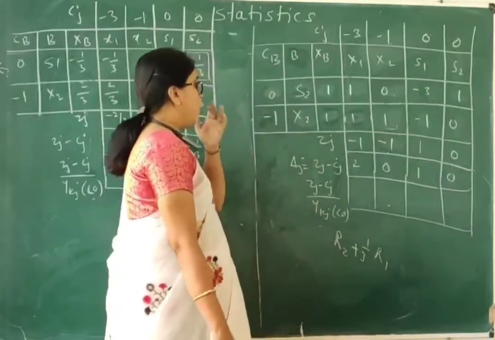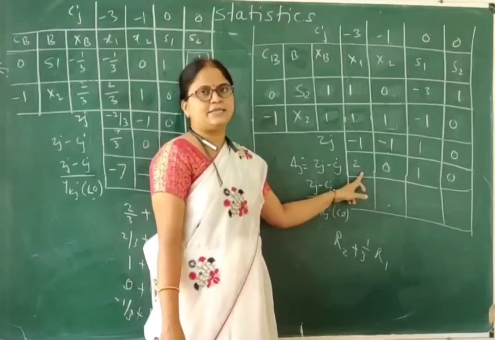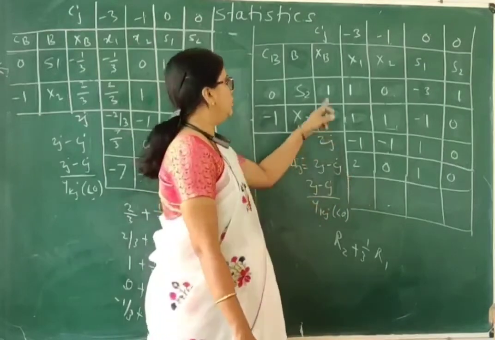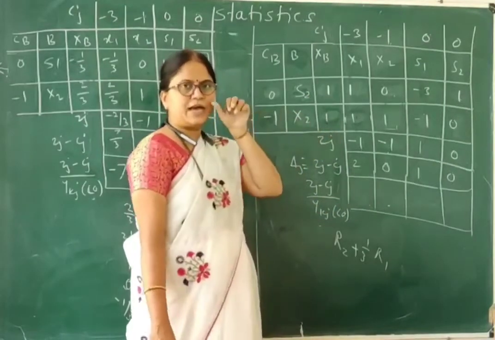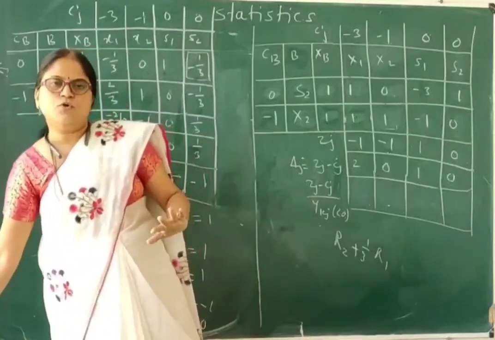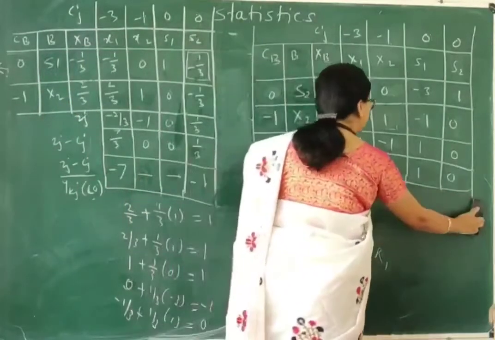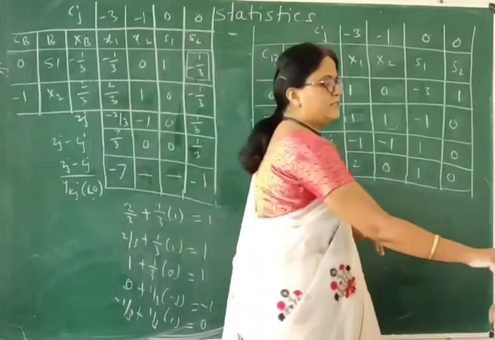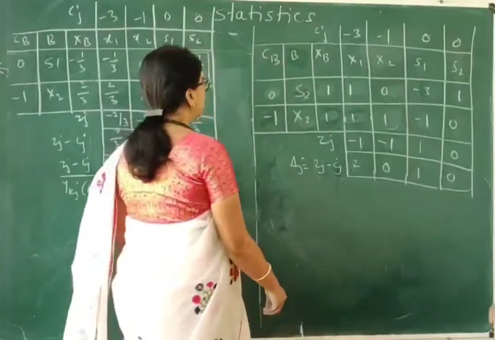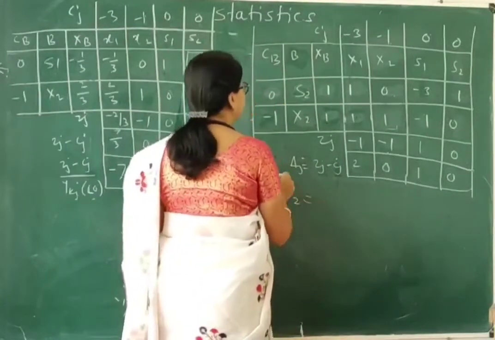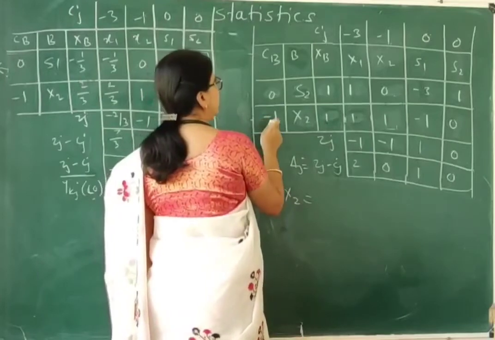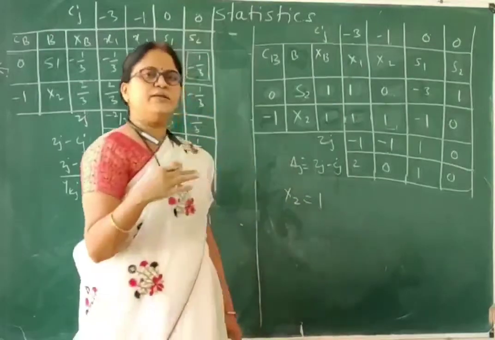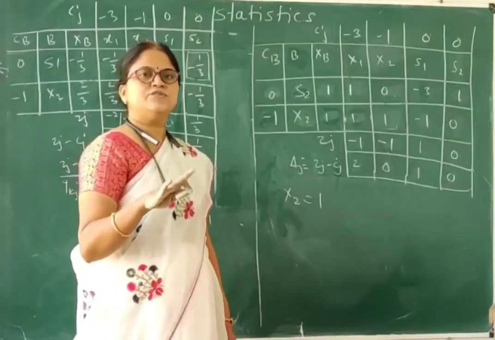Now check whether all Z minus C are greater than or equal to 0. Yes, it is. And check whether all the values of xbi are greater than 0. So yes, all the values of xbi are greater than 0. So we will stop over here. The current solution is my optimum solution. So we need not find the last row, that is the ratio. So the value of x2 over here, instead of minus 1, we can write as plus 1 simply, since it is a dual problem, we are shifting our sign.